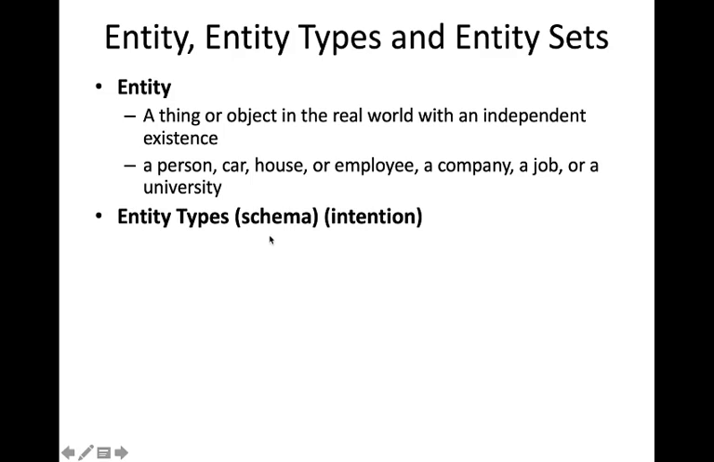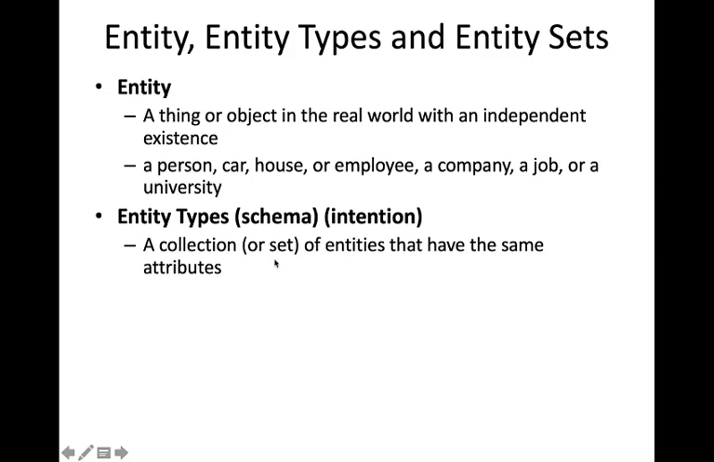Then entity type, or we call it a schema, or we have already heard this word intension. When you learned conceptual schema, I mentioned this intension and extension word. All this we call an entity type. It is a collection or set of entities that have the same attributes. So we can group these entities. If we group all the faculties of the college, all these faculties will form a particular group. We call it the faculty entity type. All the students of the college will form the student entity type.